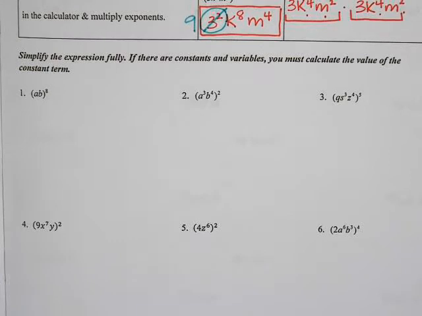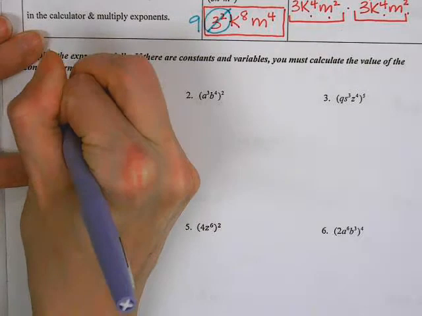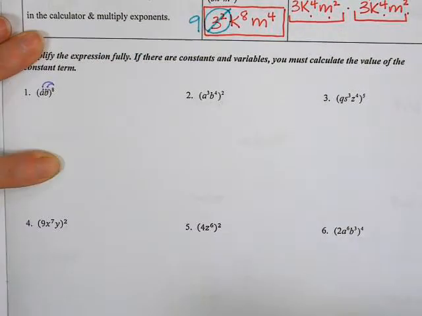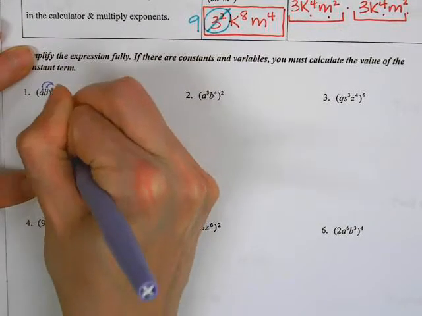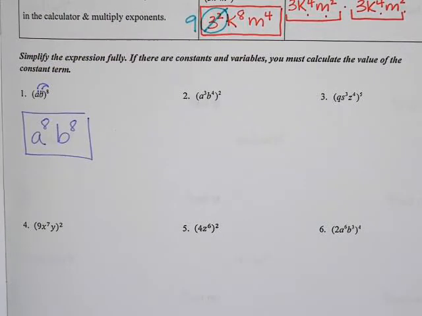All right, let's try a couple. Okay, so if there's more than one base, you would distribute it to every single piece. So the A gets the 8 and the B gets the 8. And remember, there's secret 1's here. All right, so this is going to be A to the 8, B to the 8. All right, so that was a pretty easy one.